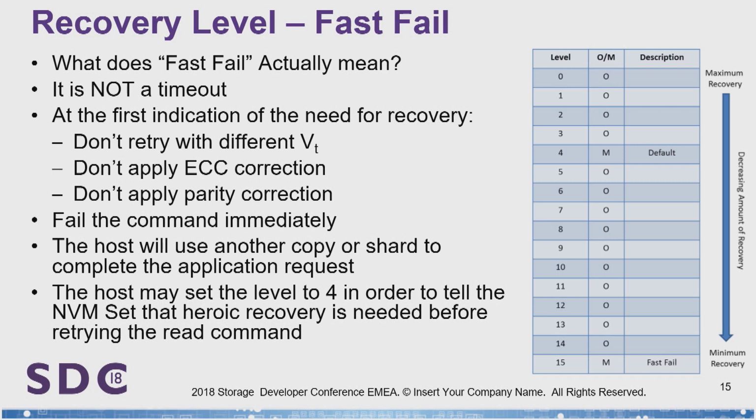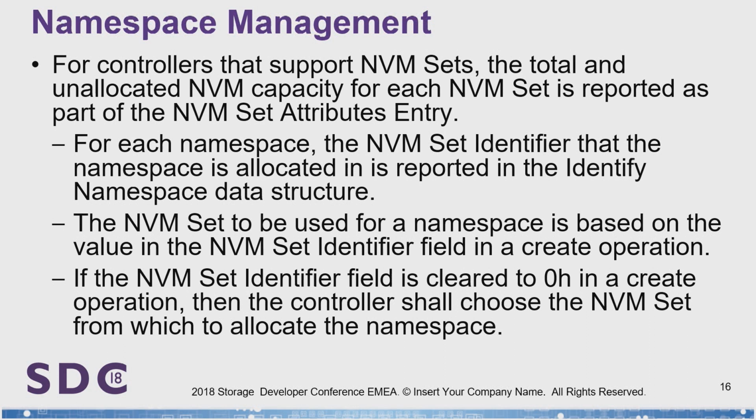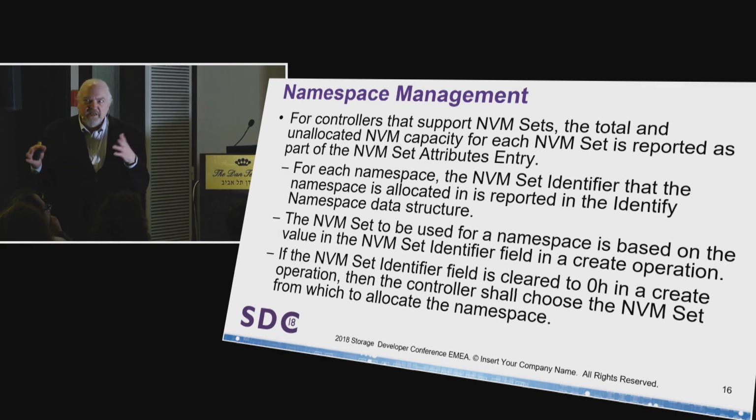So you don't try with a different threshold voltage. You don't apply ECC correction. You don't apply parity correction. You just fail the command immediately. And that's okay, because the host has put this data elsewhere and likely can get it back a lot faster than you could with your recovery. And this, again, eliminates that long tail. Namespace management: again, you have to use the NVM set identifier in creating a new namespace. And that's about it. But the really innovative aspect of this, I think, is not the noisy neighbor problem.